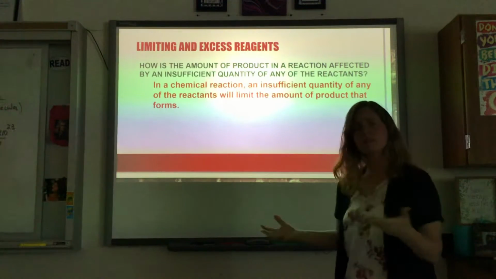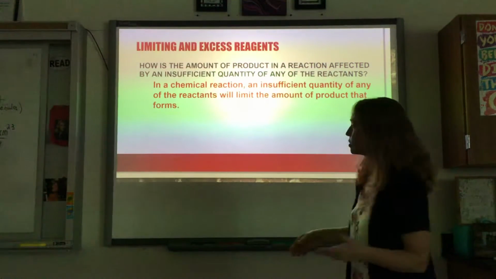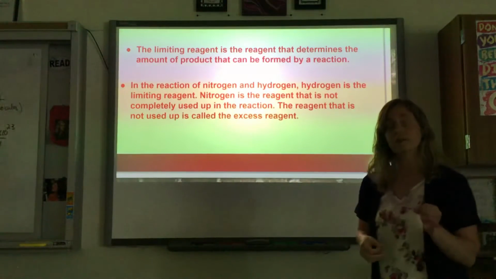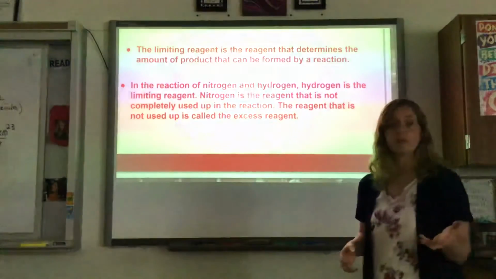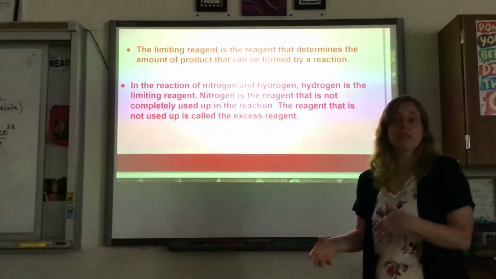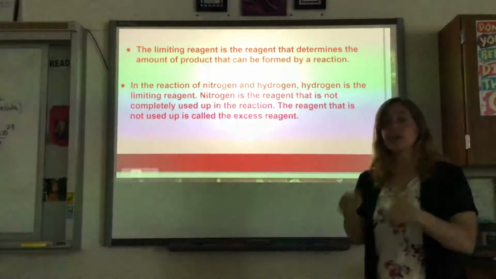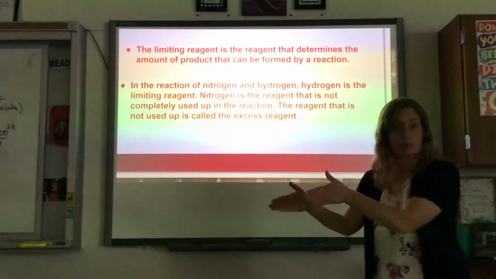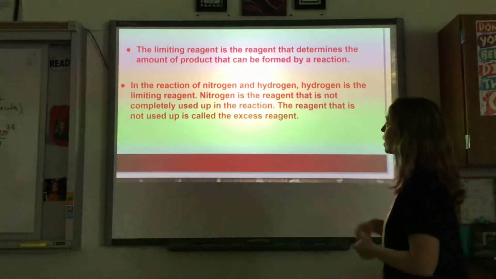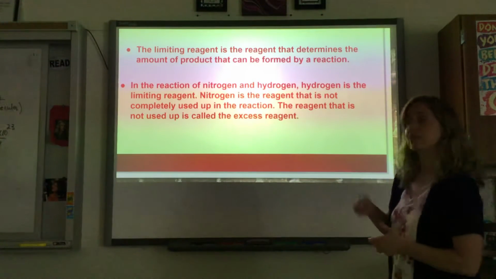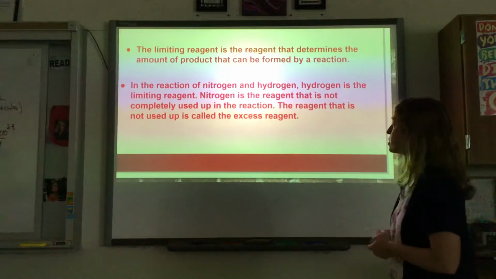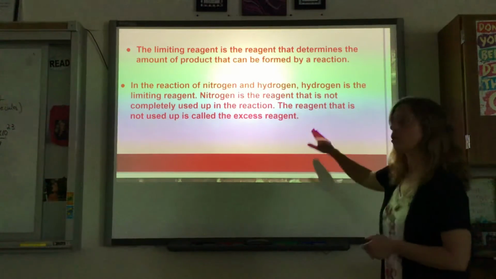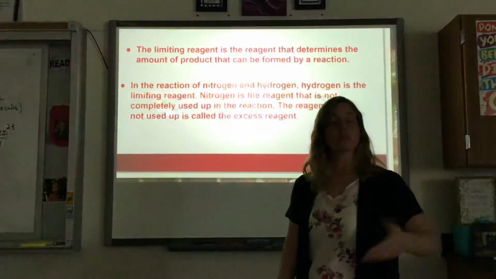So the same thing happens in a chemical equation. The limiting reagent is the reagent that determines the amount of product that's formed in a reaction, because once that limiting reagent is used up, the reaction stops. It doesn't go any further because it limited how much can be produced. In the reaction of nitrogen and hydrogen, hydrogen is the limiting reagent, and nitrogen is a reagent that is not completely used up in the reaction.